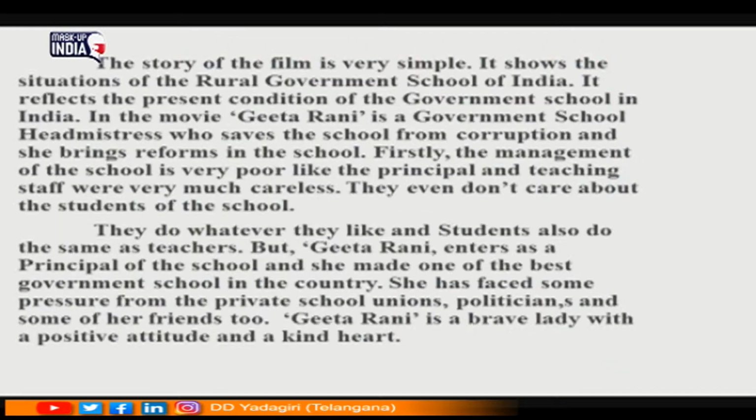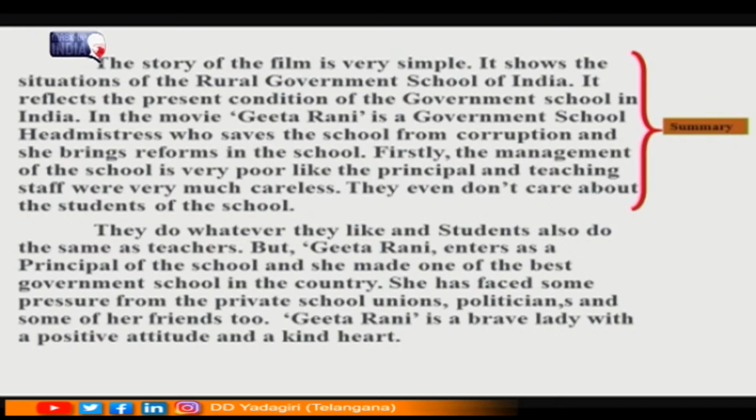Coming to the next paragraph, the story of the film is very simple. It shows the situations of the rural government school of India. It reflects the present condition of the government school in India. In the movie, Geeta Rani is a government school headmistress who saves the school from corruption, and she brings reforms in the school. Firstly, the management of the school is very poor, like the principal and the teaching staff were very much careless. They even don't care about the students of the school. What these details provide? So these details provide us about the summary of the story or the information that is there in the movie.